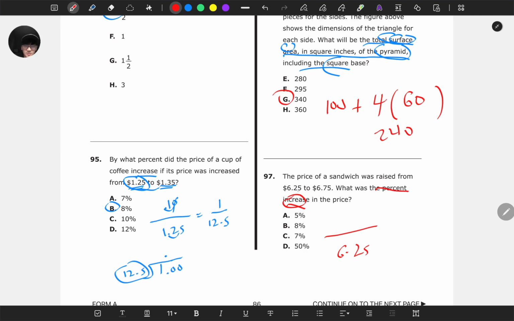Right? So it's going to be this. So 6.25 to 6.75, that's going to be 50 cents. So it's 0.5. Okay. So now you just got to do this math. And then let me see if we can take some shortcuts. So we take the 0 away. And now we're going to use that trick again.